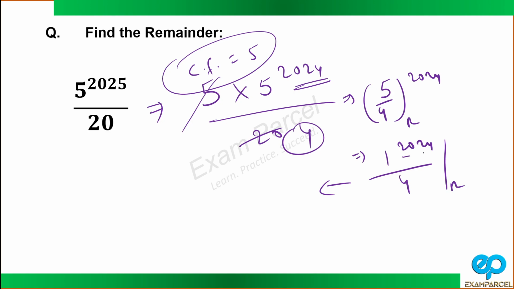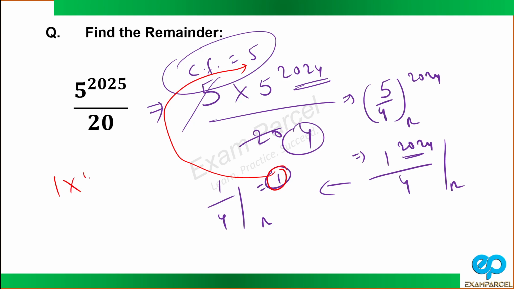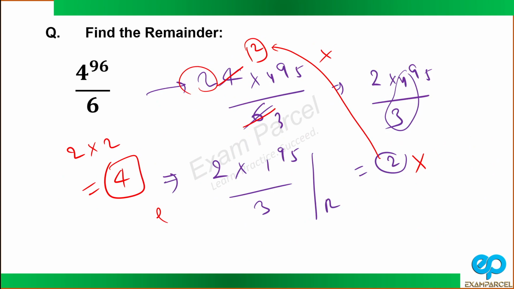And any power of 1 is going to give me 1, right? So 1 by 4 remainder, this will give me 1. Now please don't say that 1 is your answer. Why? Because you have to multiply it back by the cancellation factor. So 1 into 5, this will give me 5. So finally my answer is 5. I hope this is clear to you. So in all these 3 examples that we discussed, you should appreciate this cancellation factor method. Why? Because it simplified our original expression, right?